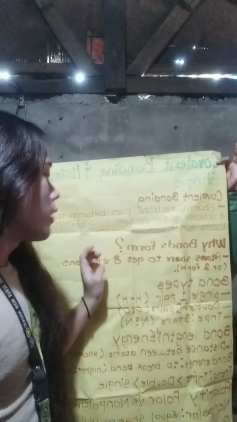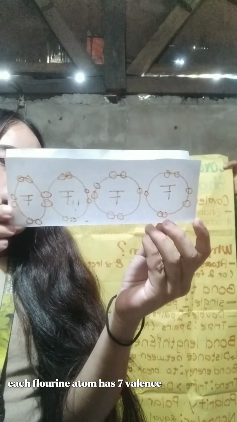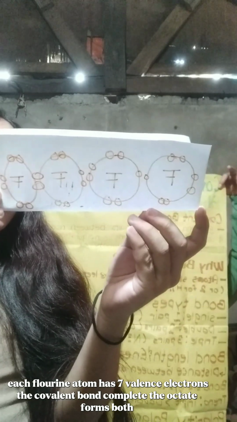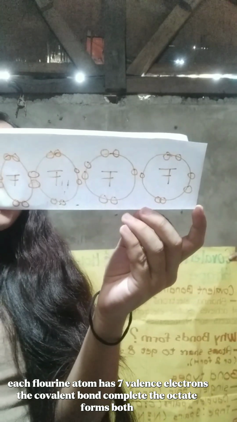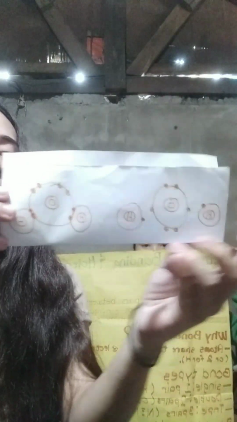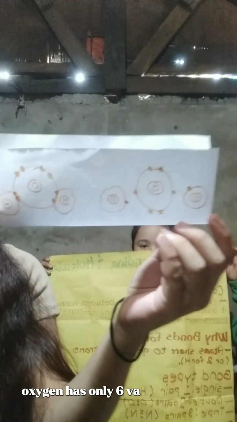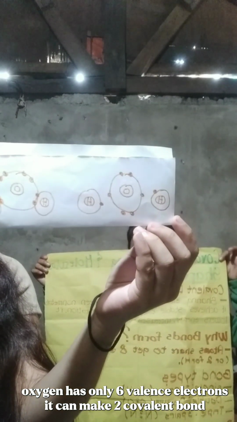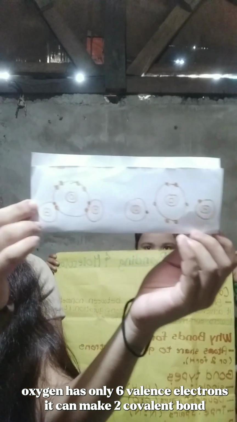So the example for that is this one. Each fluorine atom has 7 valence electrons. A covalent bond completes the octet for both. The other one is this one. Oxygen has only 6 valence electrons. It can make 2 covalent bonds.